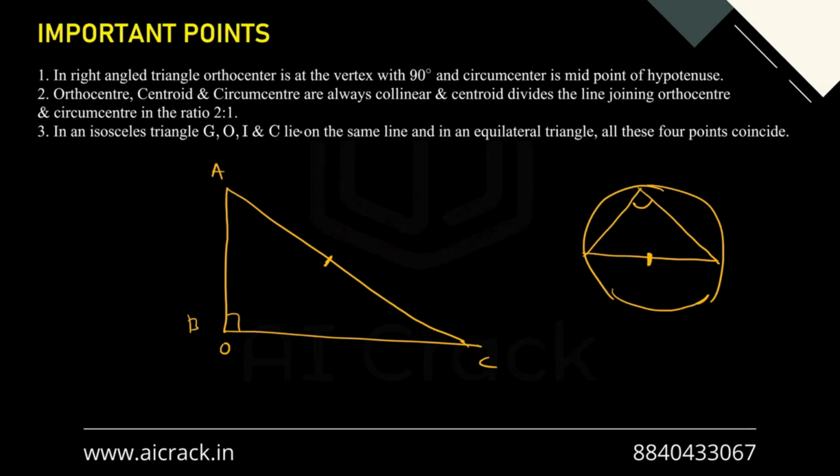Okay. Now the second property says orthocenter, centroid, and circumcenter are always collinear, and centroid divides the line joining orthocenter and circumcenter in the ratio 2:1.